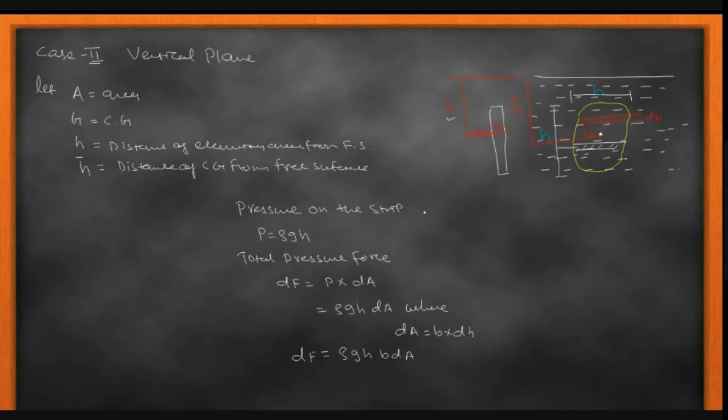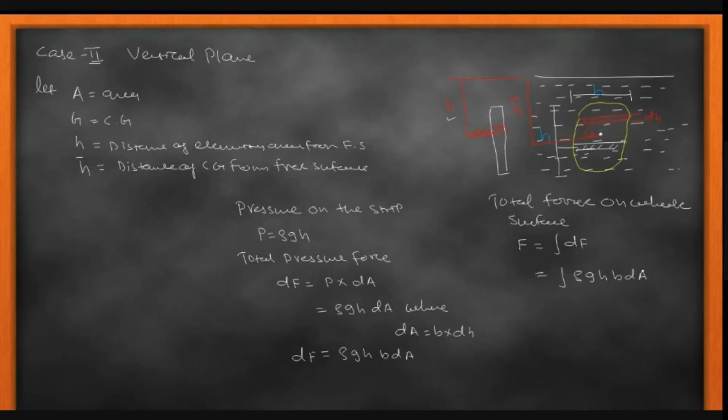So for the total force on the whole surface, which equals F, it is a summation, that is, an integration of this dF. So now we need to put in the value of dF, that is rho g h b into dH, and do the integration of this term.